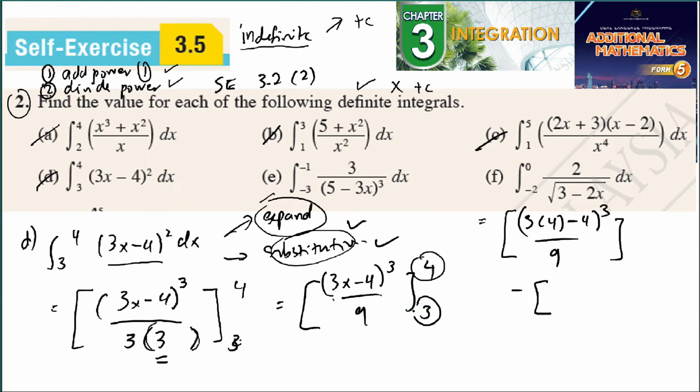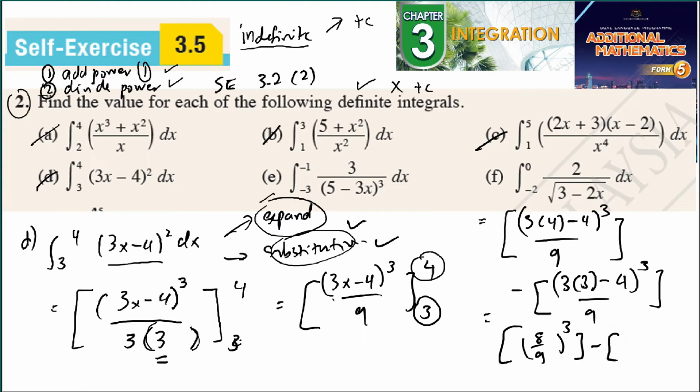Now we have to substitute x with 3. So this one would be 3 minus 4. So we see we only substitute x. So power of 3 divided by 9. So here we will get, so this one is 12 minus 4. 3 times 4 is 12. 12 minus 4 is 8 over 9. Power of 3 minus, this one is 3 times 3 is 9. 9 minus 4 is 5. 5 over 9. Power of 3. So here we will get 43. Alright.